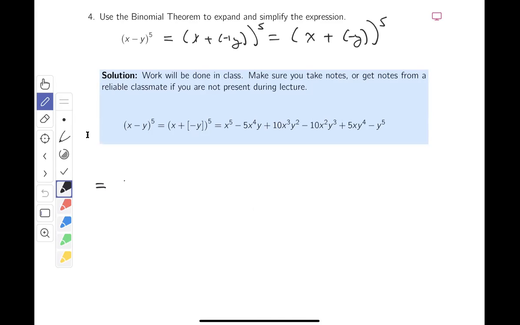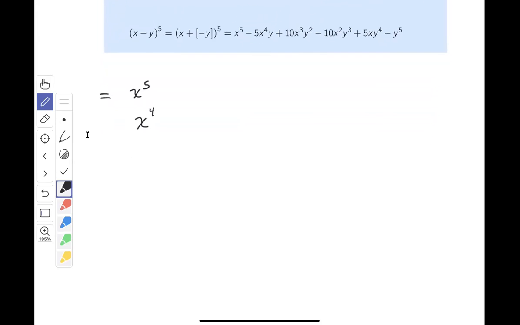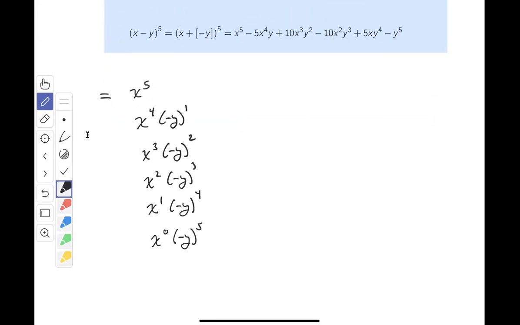So you can get x5, x4. I'll write these down one at a time. x3, x2, x1, x none. All right, then I'm going to go put the y's. So it's going to be minus y to the fifth power, minus y to the fourth power, minus y cubed, minus y squared, minus y to the first power, minus y to the 0th power.